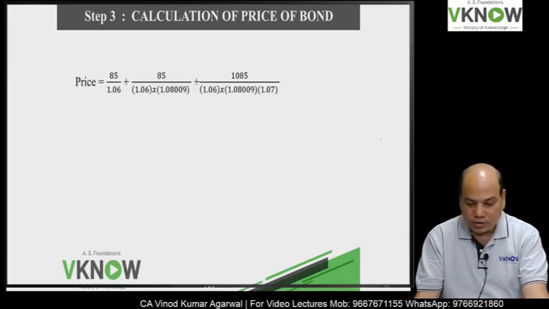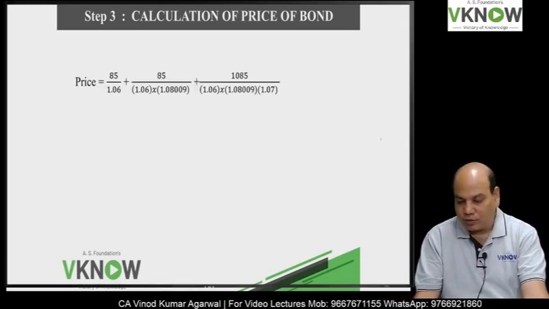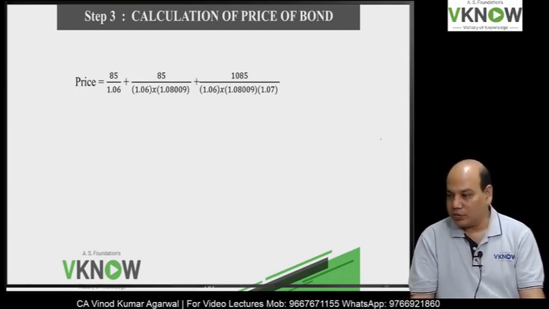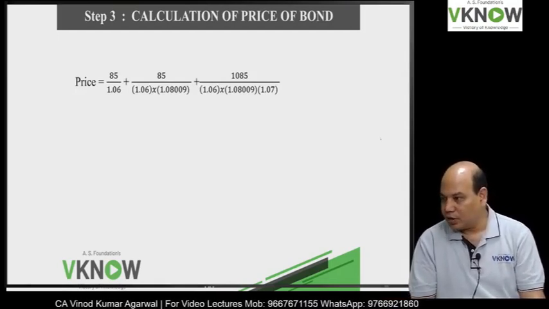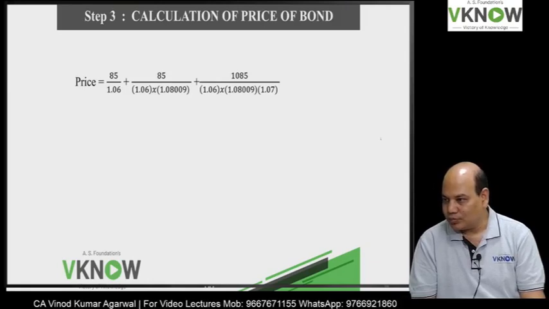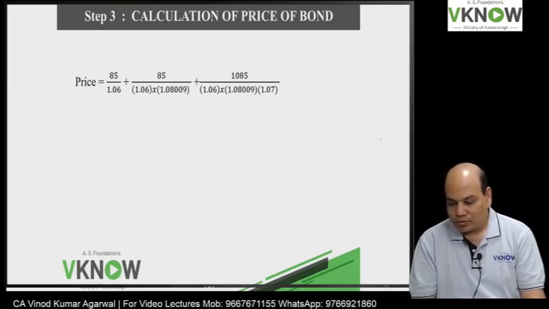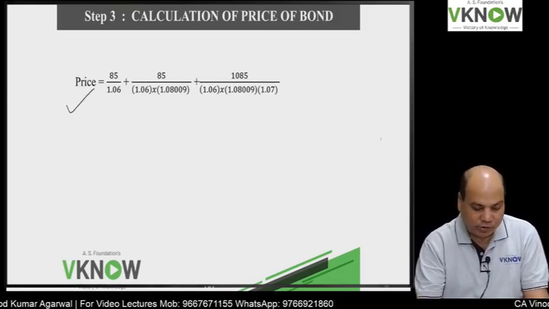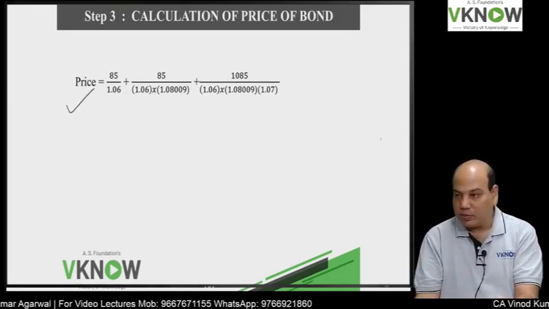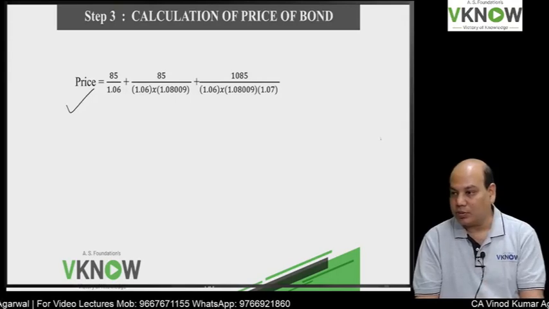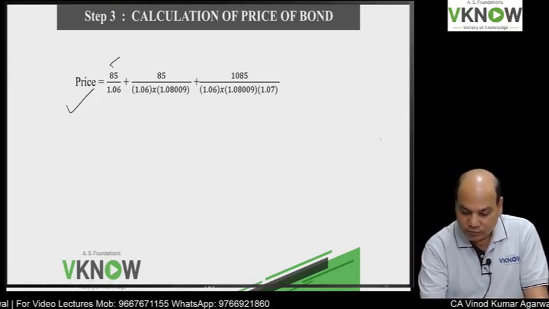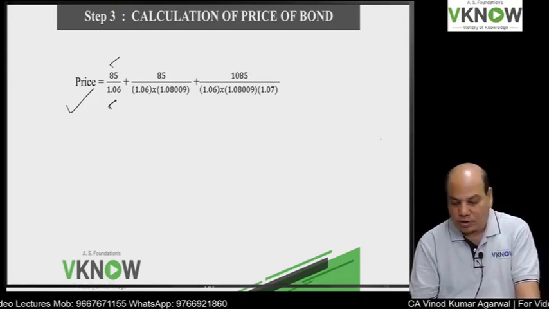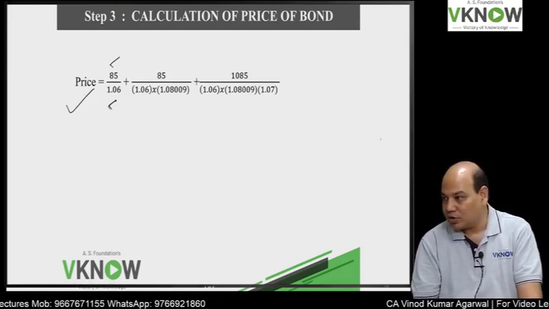So write down the next answer. Calculation of the price of the bond. We have got the forward rates for year 1, 2, 3, correct? So how do you calculate the price of the bond using forward rate? Write down price is equal to first year coupon will be 8.5% of 1000 rupees, 85, correct? And the first year forward rate or YTM is given 1.066%.